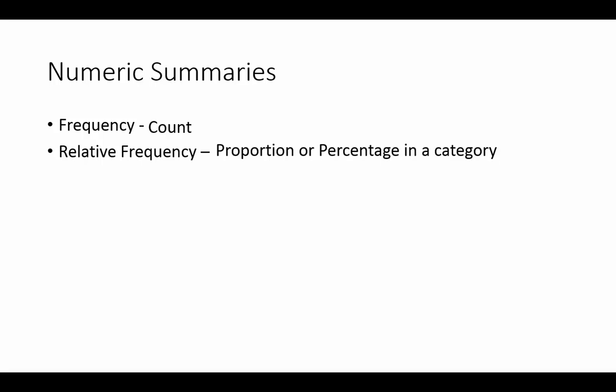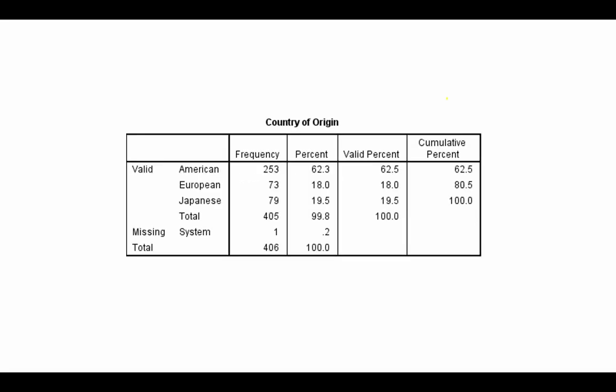The next numeric summary that we have for categorical data is referred to as a percentage. A percentage simply takes a relative frequency and multiplies it by 100. These are the three numeric summaries that are available for categorical data. Next, we're going to look at where those numeric summaries can be shown in terms of a table.